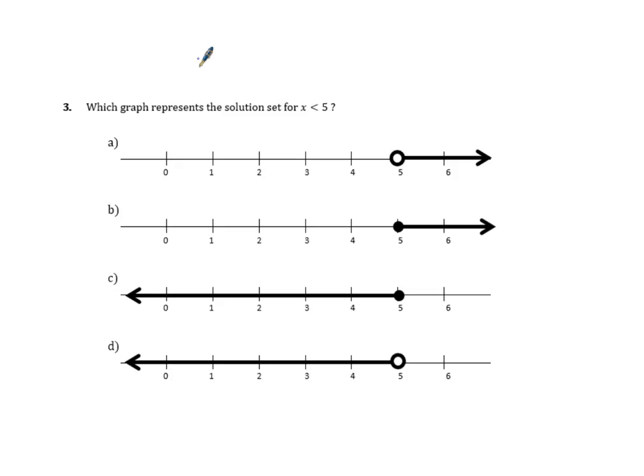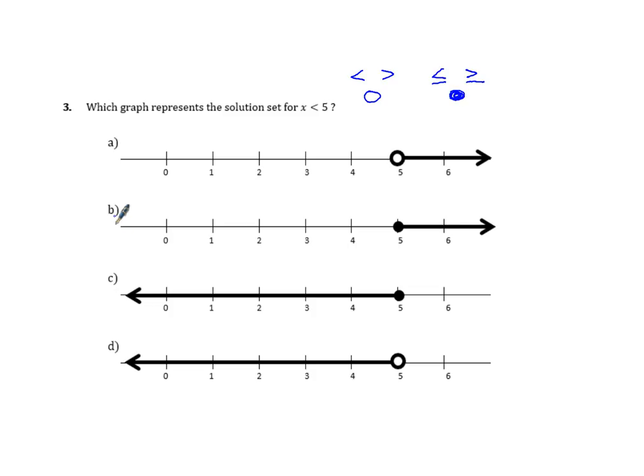Okay, so we're going to go out of order for this study guide because I want to review the graphing with you before we move on to solving. So this first one in number 3, we have which graph represents the solution set for x is less than 5. Remember, if we have the less than or greater than signs, those go with the open circles, and the less than or equal to or greater than or equal to signs go with our shaded circles.